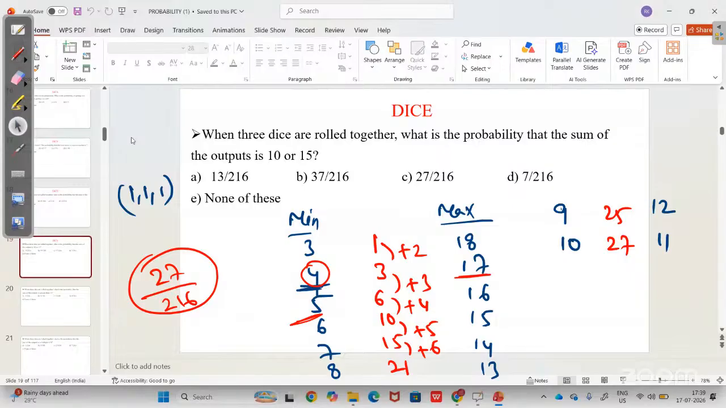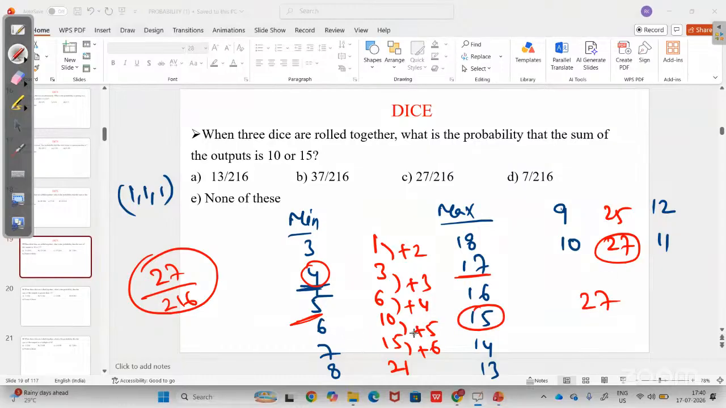Next, when 3 dice are rolled together, what is the probability that the sum is equal to 10 or 15? So what is the sum equal to 10? We are having sum equal to 10 equal to 27. Sum equal to 15 is 1, 2, 3, 4, which will be equal to 10. So 27 plus 10 equal to 37. 37 out of 216.